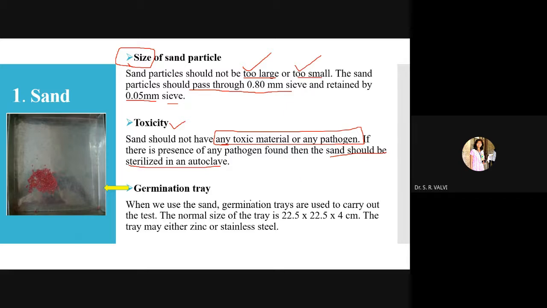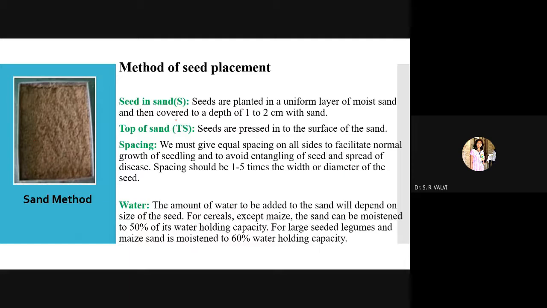Now the next part is the germination tray, right? Here you have to take the tray size, that is 22.5 x 22.5 x 4 centimeter, right? This is how you have to take the measurement. The tray may be either zinc or stainless steel. They have also given the material of this tray. It may be of zinc or stainless steel. Next, the method of seed placement.